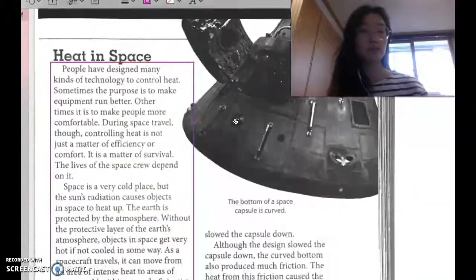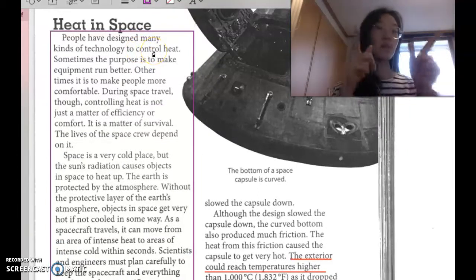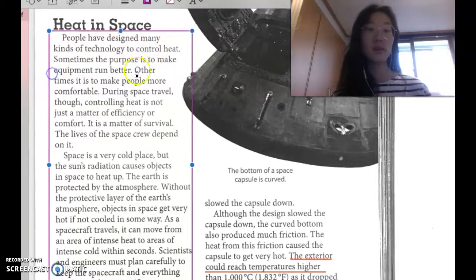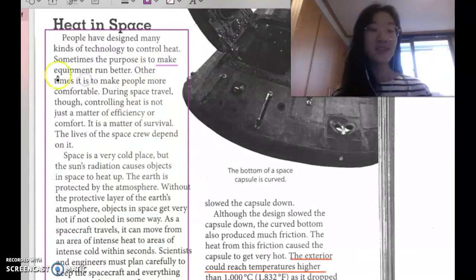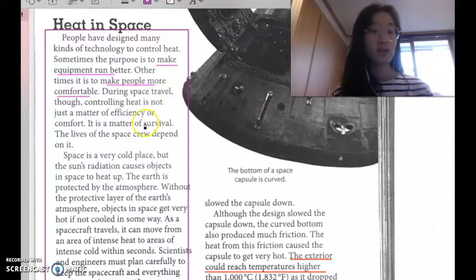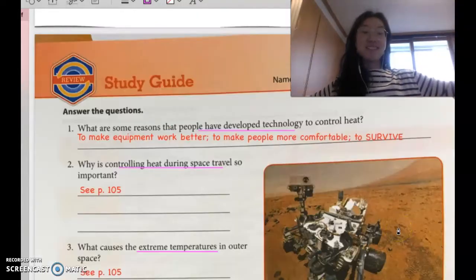It says, people have designed many kinds of technology to control heat. So that's our topic sentence. Sometimes the purpose is to make equipment run better. So if you wrote that, that's correct. Other times it's to make people more comfortable. So that's another answer. It's also a matter of survival. Okay, so we got a couple answers here, and that's what I wrote in number 1.